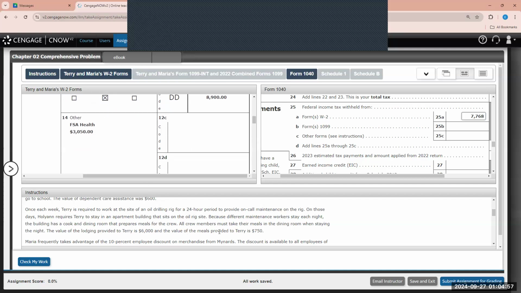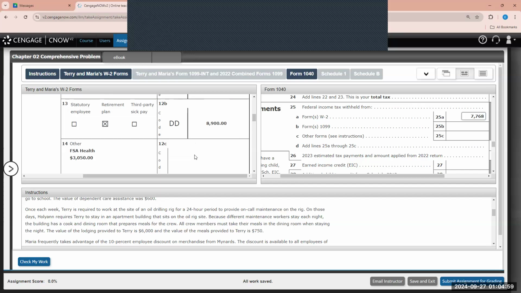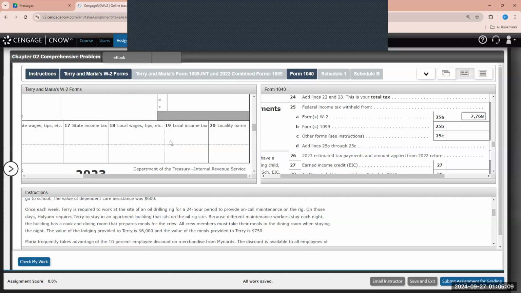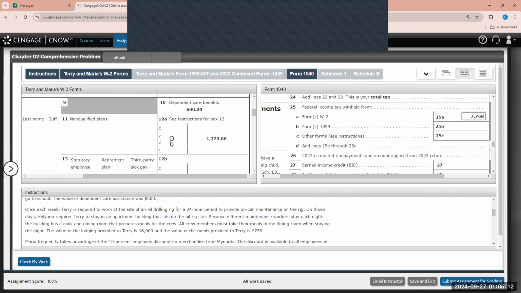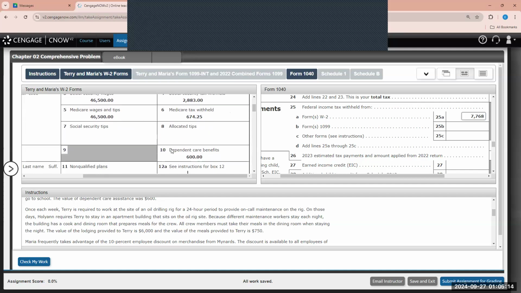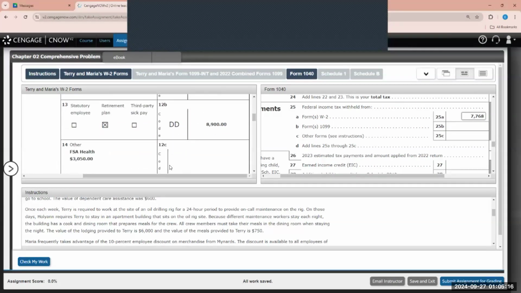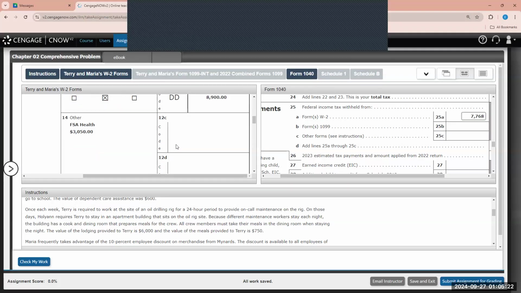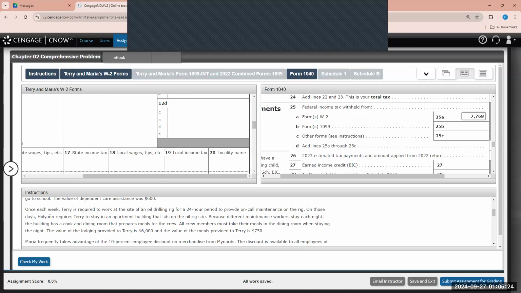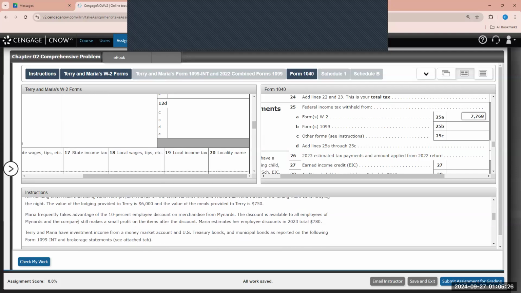And the value of the meals provided to Terry is $750. So this would be an example of employee fringe benefits. This is not considered taxable to Terry. So therefore, as we see, even if we look at the W-2, this information is not reported because, again, it is not considered taxable. It is a portion of what's called a fringe benefit, and certain fringe benefits are not considered taxable to employees. So we took care of the third fact pattern.